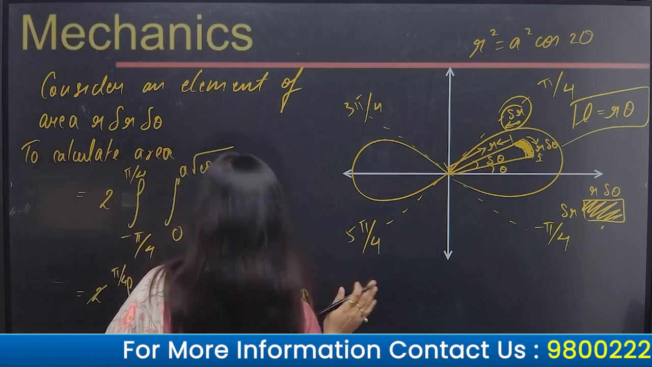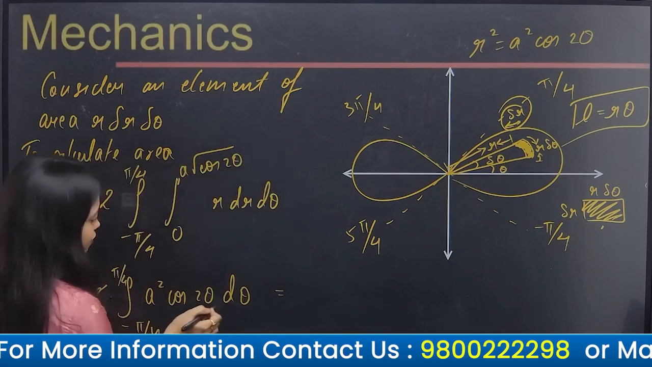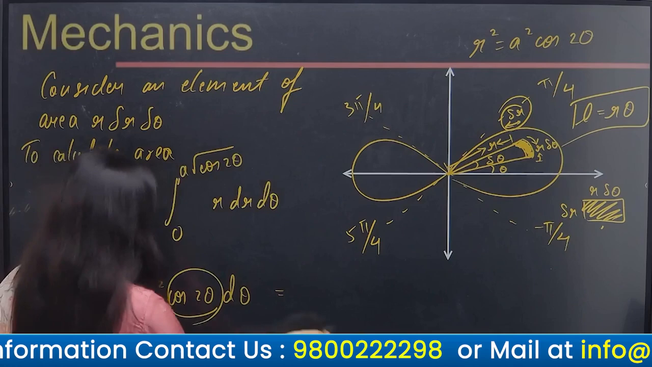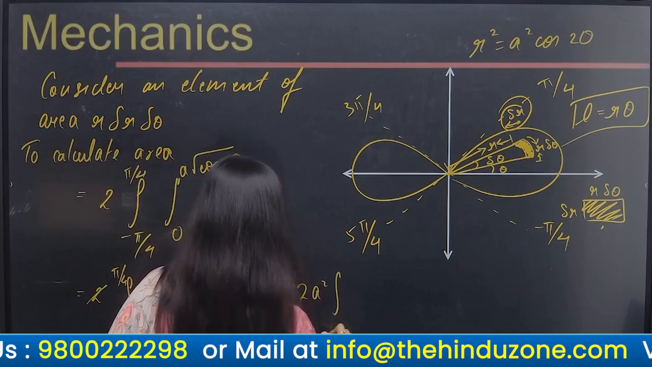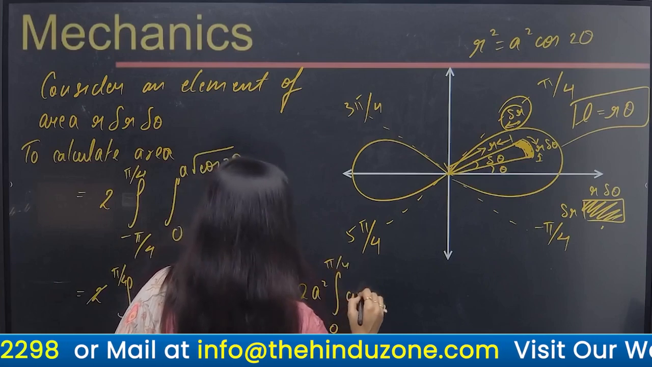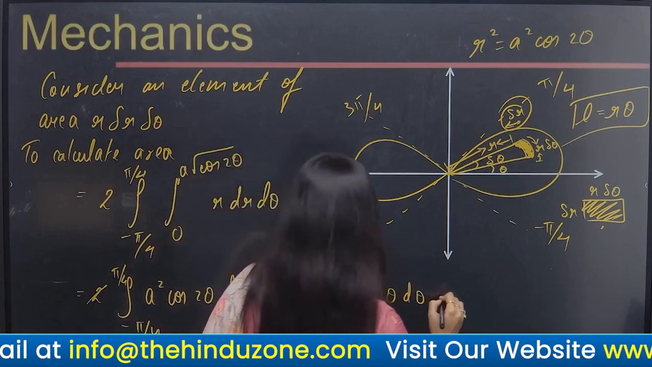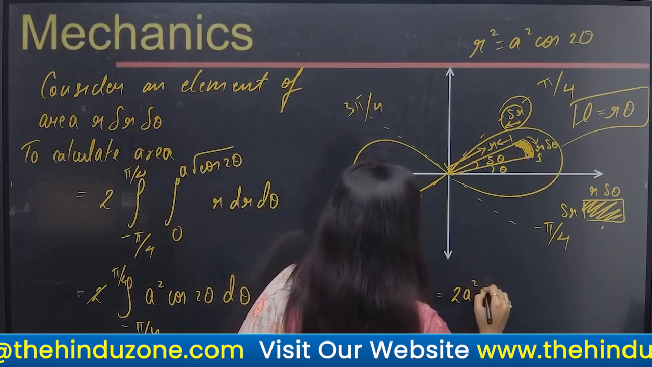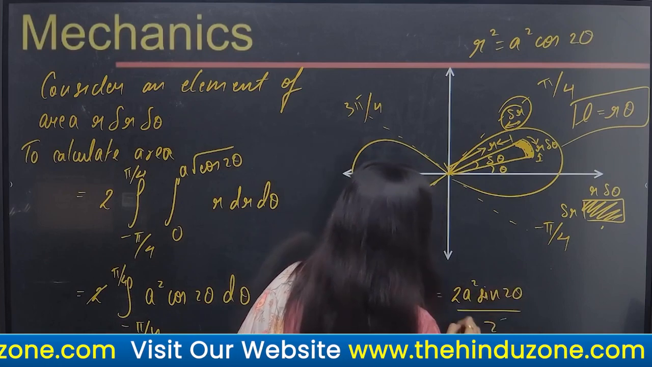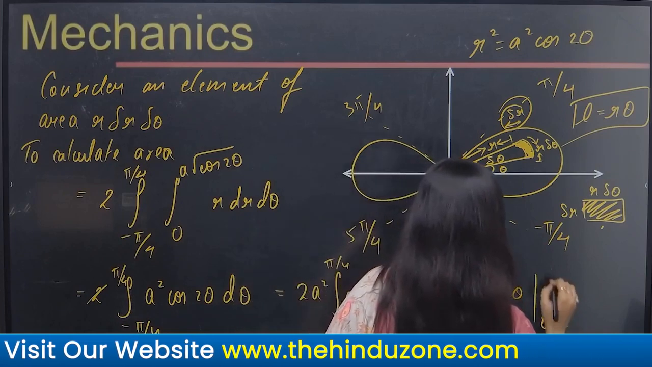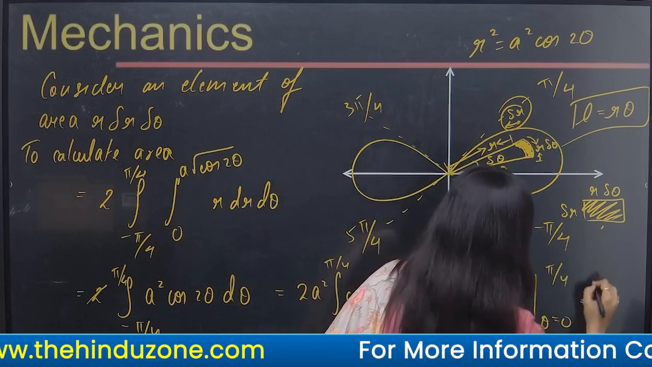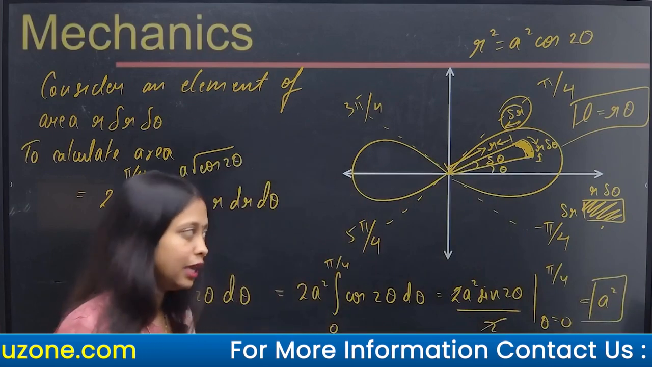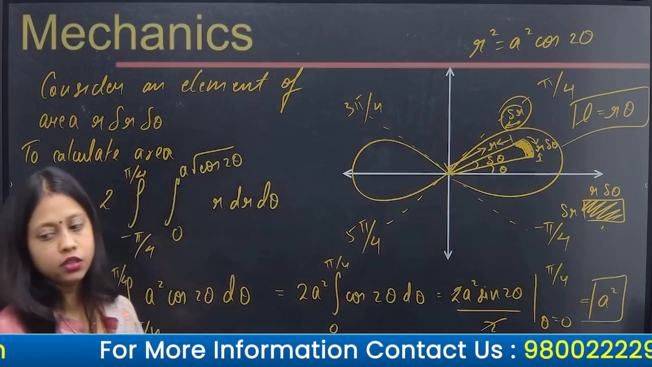Because cos is an even function of theta, I can make the limits from 0 to pi by 4. So 2a square, integral from 0 to pi by 4 of cos 2 theta d theta, is 2a square sine 2 theta divided by 2, with theta from 0 to pi by 4. At pi by 4, this is pi by 2, so this gives a square. Area is a square. Total area is a square.